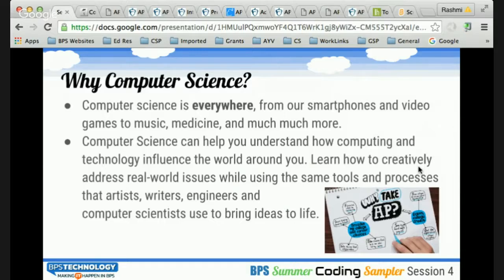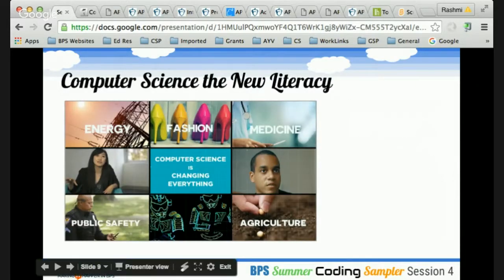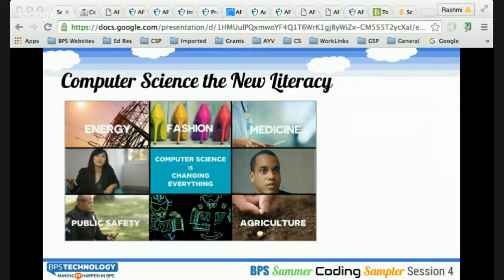Here is a really great information about how computer science is in all the fields and how it is really impacting change in most of the fields. So let's quickly take a look at the AV.